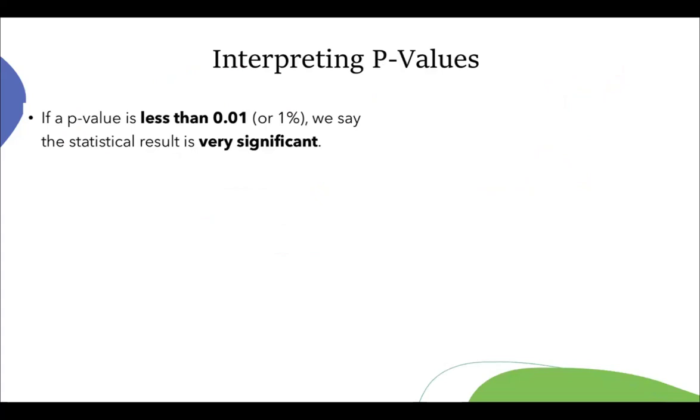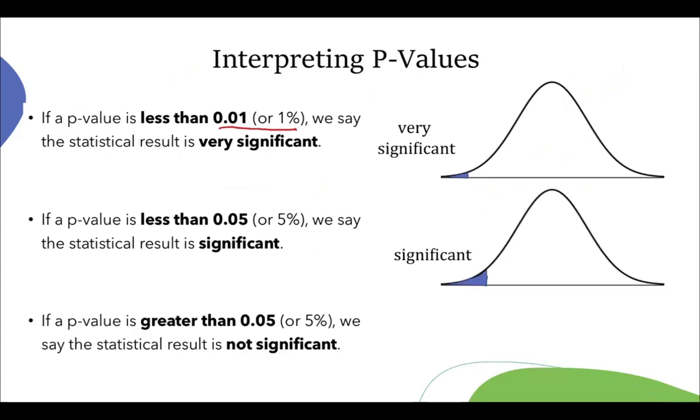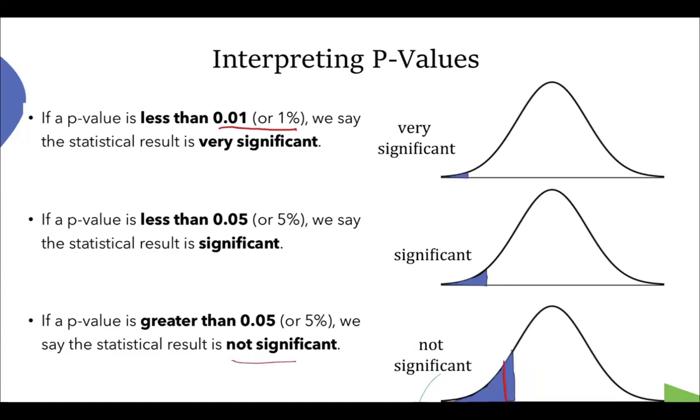So, interpreting the p-values. If a p-value is less than 0.01 or 1%, we say it's a very significant p-value. If it's less than 0.05 or 5%, we say it's significant. If it's greater than 5%, we're going to say it's not significant. This is an example of a p-value that would be greater than 5%. That is a not significant statistical result. Sometimes we classify them in the problems. You'll see the wording in the problems ask for that sometimes.